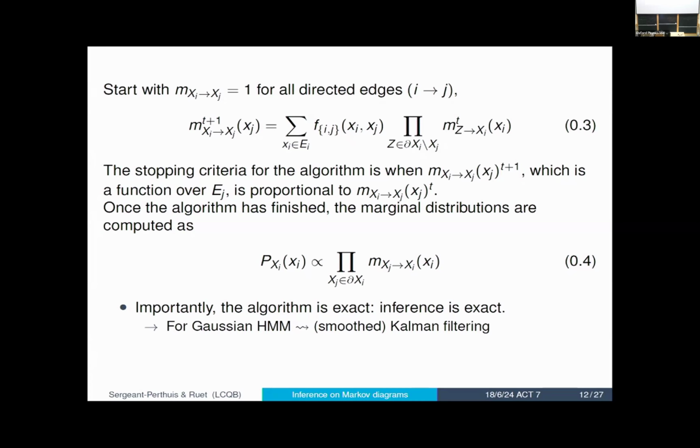Yes, if we say that the algorithm stops when the next message is proportional to the previous one, then you have this very nice result which tells you that you computed the marginal distribution. So this is an instance of what is called filtering, smoothing, filtering for Gaussian hidden Markov models, which is one of the most used algorithms in engineering.